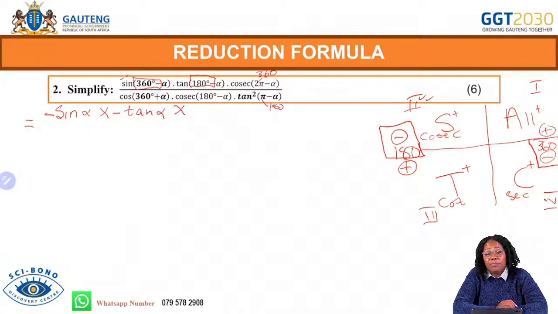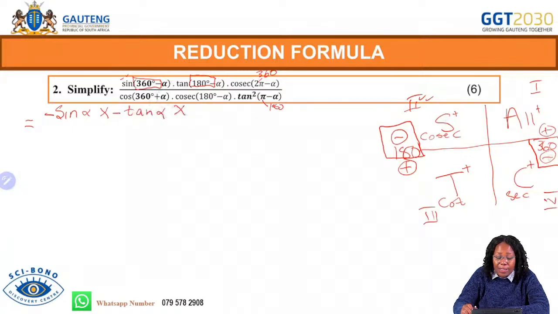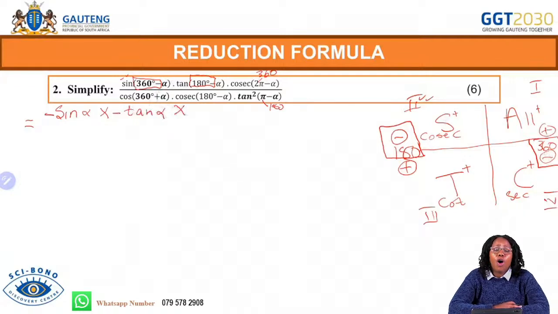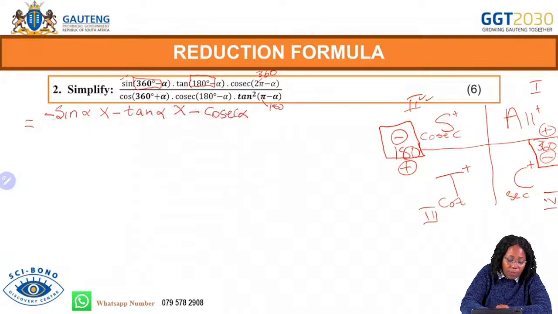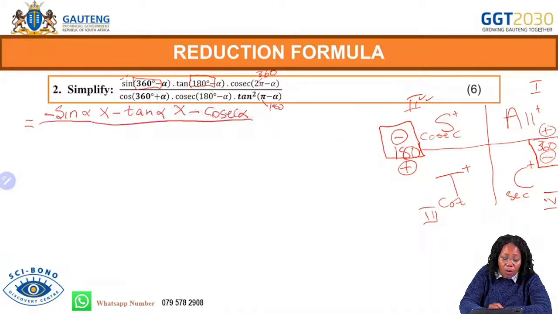Multiplication sign. Again, we are checking 2π minus alpha, that is 360 minus alpha. So we are still in quadrant 4, grade 12. In quadrant 4, is cosec positive or negative? Remember, cosec is the reciprocal of sine. That means cosec is negative in that particular quadrant. Negative cosec alpha.